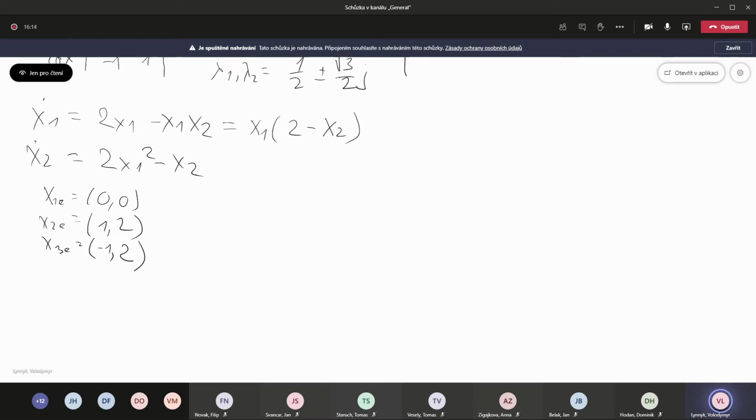Let's analyze the local stability of all these equilibrium points. The Jacobian dx is equal to: here it's 2 minus x2, and here it's minus x1, and here it's 6 x1 squared, and minus 1.